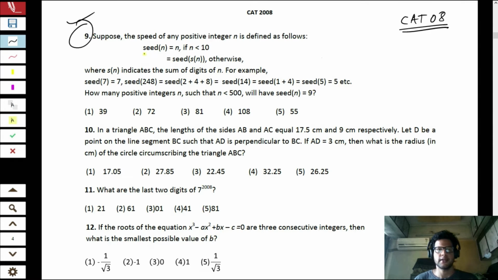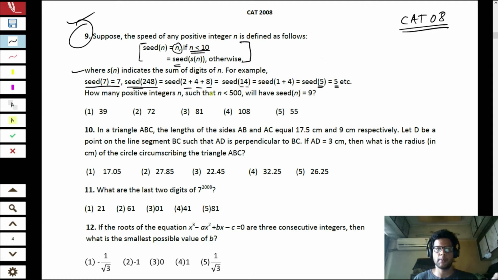The question says that the seed of any number is given by n if that number is less than 10, and if it is more than or equal to 10, the seed of the number is given by S of n. Now, what does S of n mean? S of n means the sum of the digits of n. For example, they have given seed of 7 is 7 because that number is less than 10. Seed of 248 is given as the sum of the digits. So 2 plus 4 plus 8 is equal to 14, and again 1 plus 4, seed of 5 would be 5 because that would be less than 10.